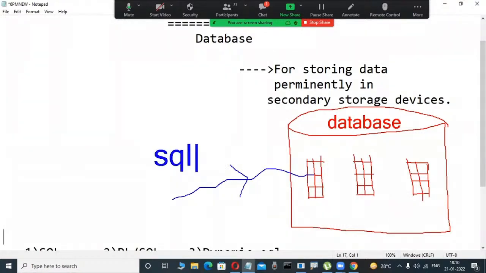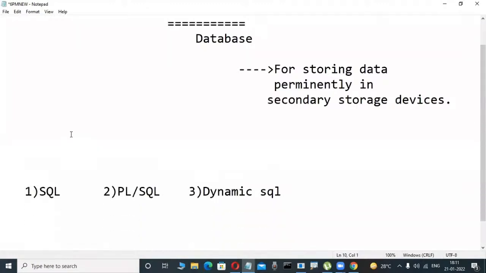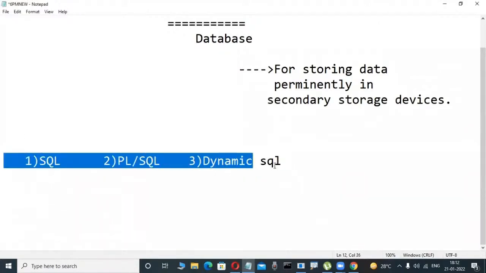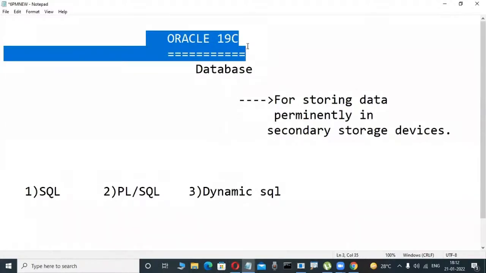Up to yesterday, I was telling only small things. If you want to operate this Oracle software, we use SQL, Structured Query Language. Another language is PL/SQL, Procedural Language extension for SQL. Another is dynamic SQL. Through these three languages, we are operating this Oracle software in your companies.